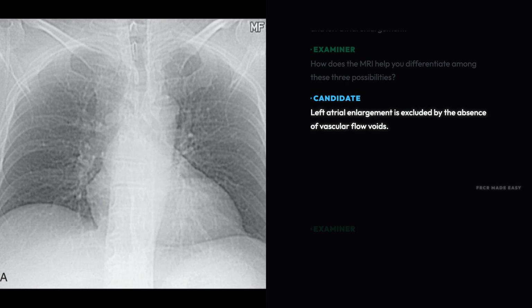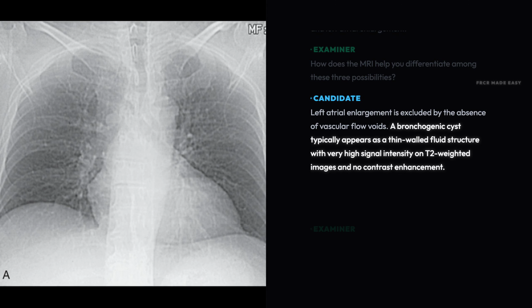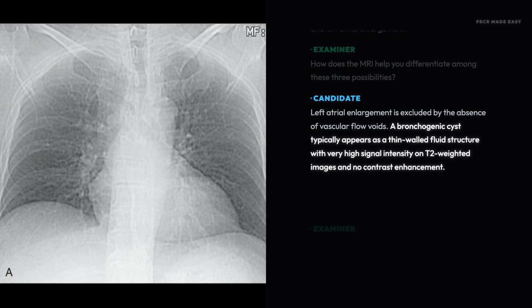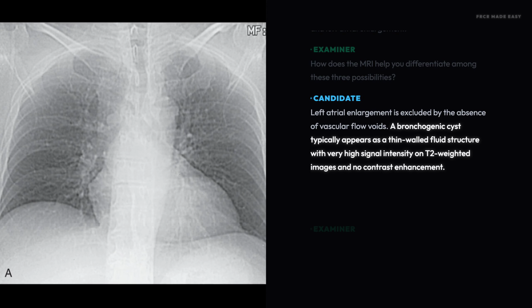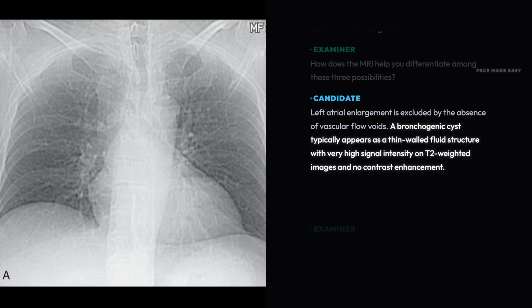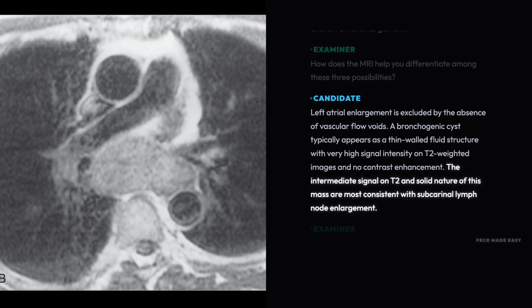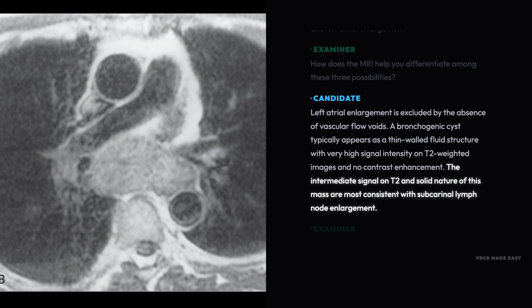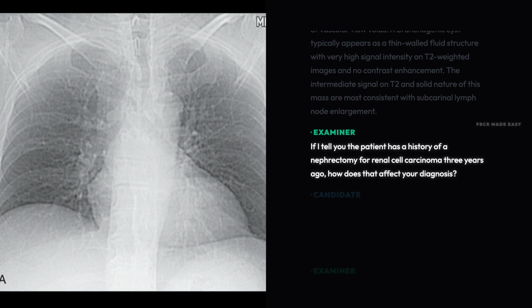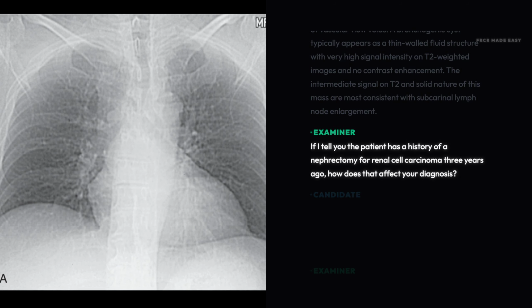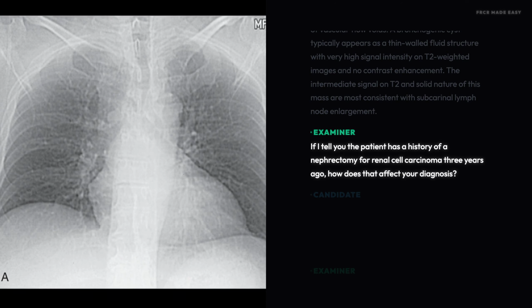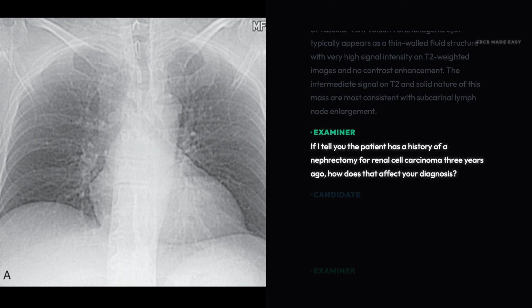A bronchogenic cyst typically appears as a thin-walled fluid structure with very high signal intensity on T2 weighted images and no contrast enhancement. The intermediate signal on T2 and solid nature of this mass are most consistent with subcarinal lymph node enlargement. If I tell you the patient has a history of a nephrectomy for renal cell carcinoma 3 years ago, how does that affect your diagnosis?